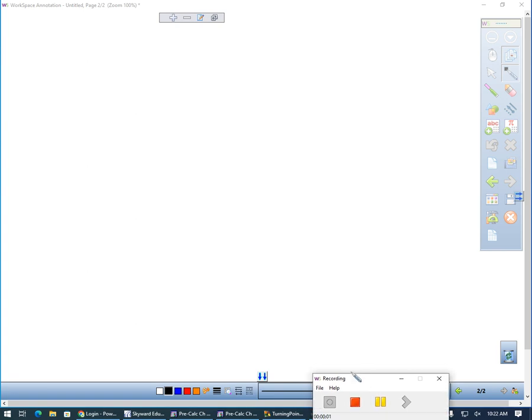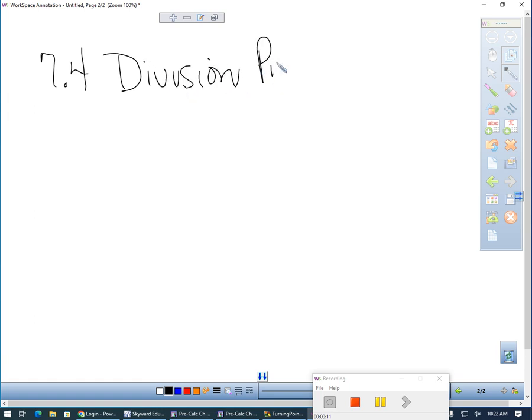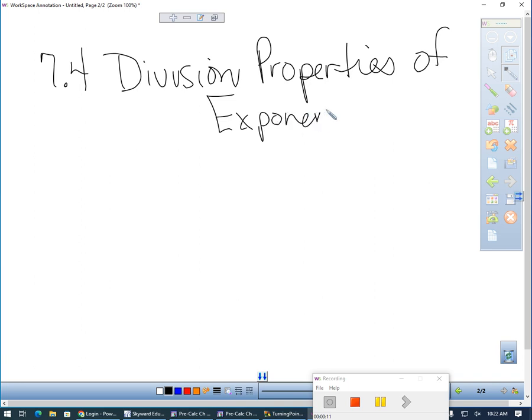We are starting 7.4. Now, if you recall, 7.3 was multiplication properties of exponents. So any guesses what 7.4 is? Division. Division properties of exponents. All right.